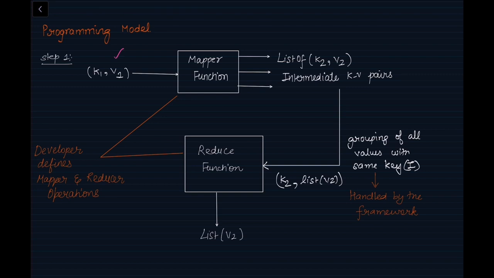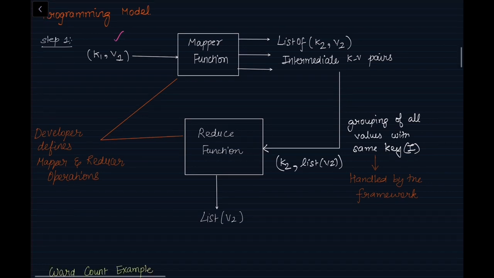And now these intermediate key value pairs are grouped together based on the key. And they are converted into a format where all the values that belong to the same key are put in a list, and a key value pair is formed for this particular data, and then this is passed to the reducer function. The reducer then takes these key value pairs and it can perform any type of operation on this list of values based on the business logic.